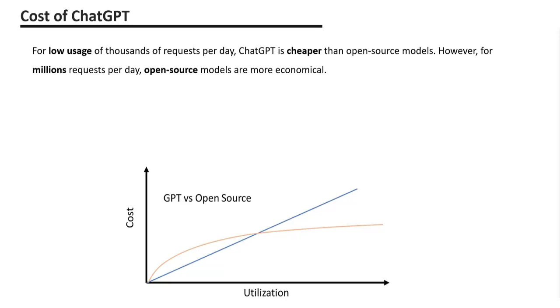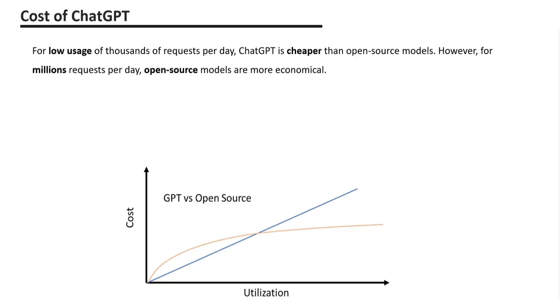According to this study, for a low range of daily requests, around thousands of requests per day, models like ChatGPT are more cost-effective than open-source large language models. However, for millions of requests per day, which are not a high number and easily achievable by a company, open-source models become much more cost-effective. This can be clearly observed in the graph.